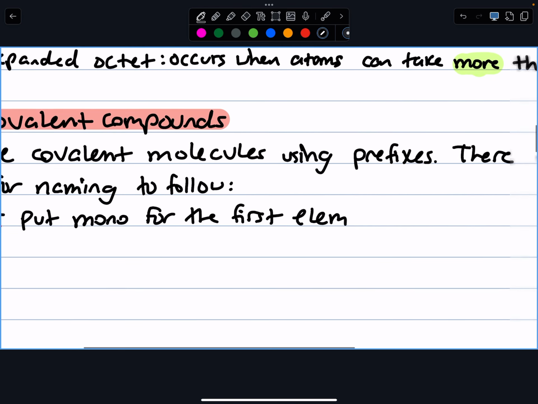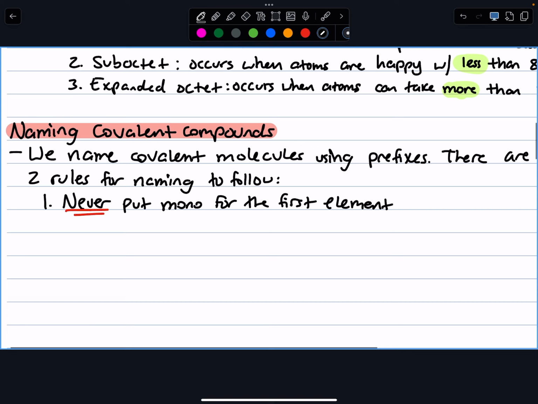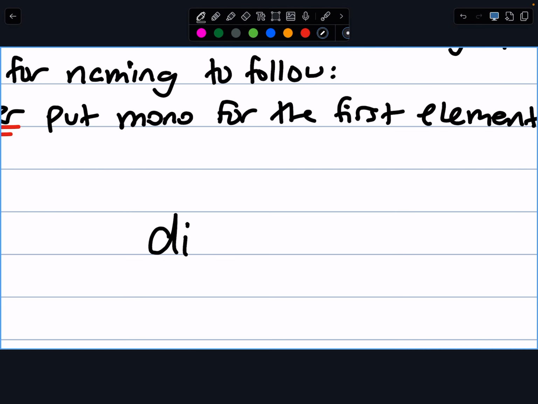And the second rule was like what? What did I say? I'll say there's one rule. Because the second rule is about canceling out double vowels. For example, if I had di-iodide, you know what I'm saying? You don't put two I's. It would be diiodide, right?